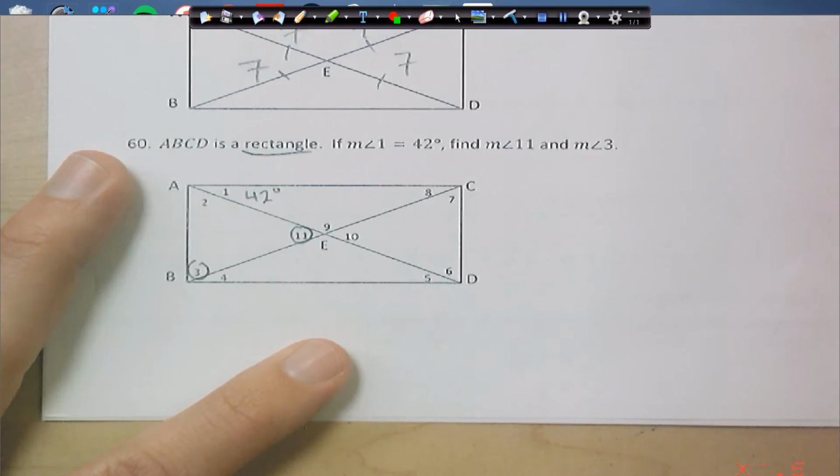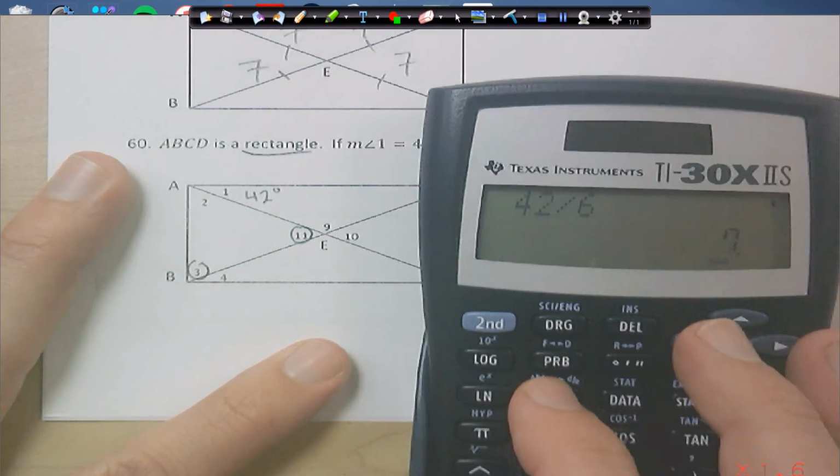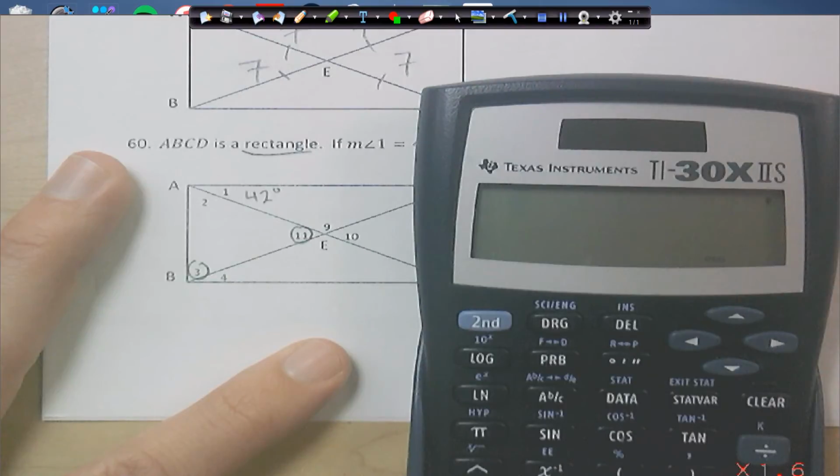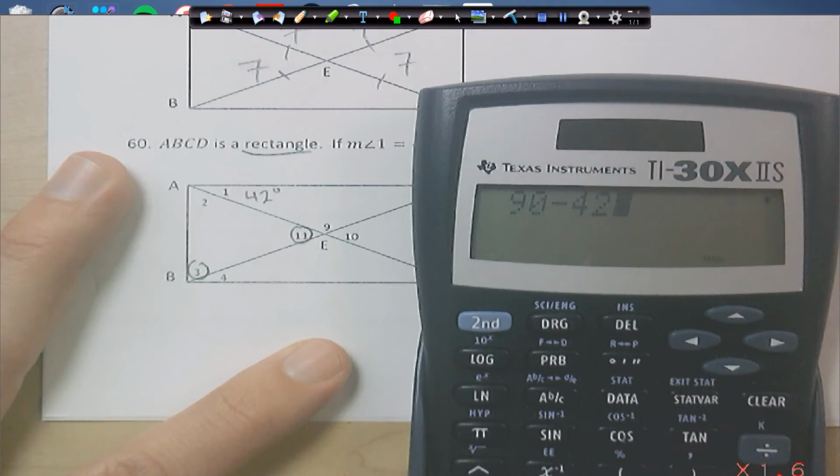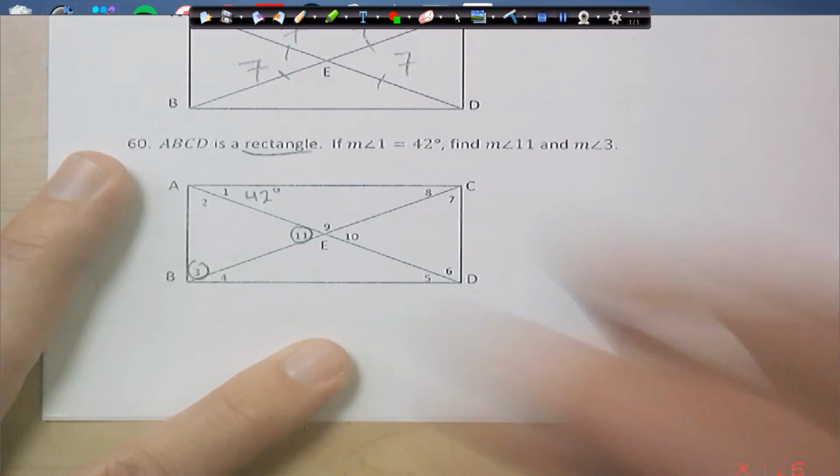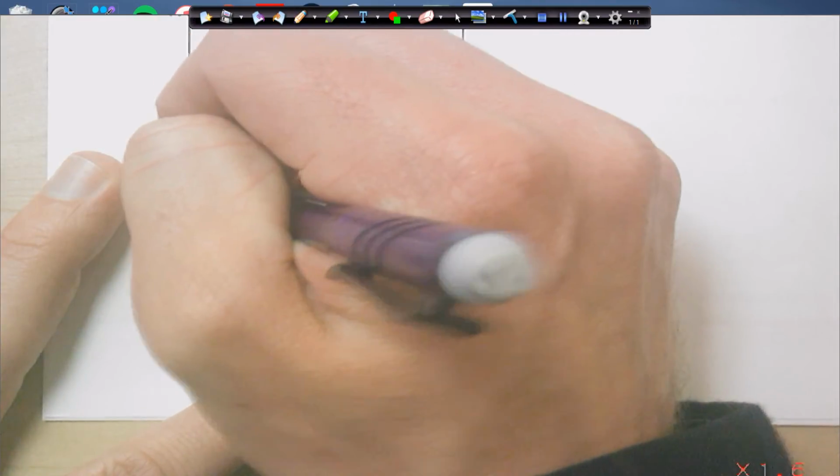So I'm going to go ahead and take my calculator. Hopefully you can see that it's from my problem before. I'm going to do 90 and I'm going to subtract 42. And we get 48. So 48 is this degree here.